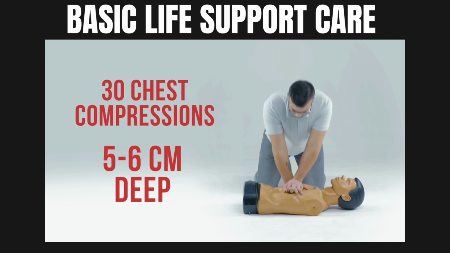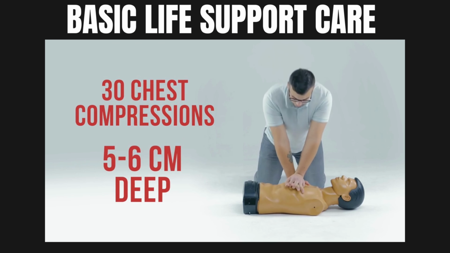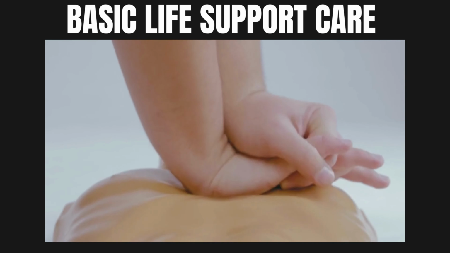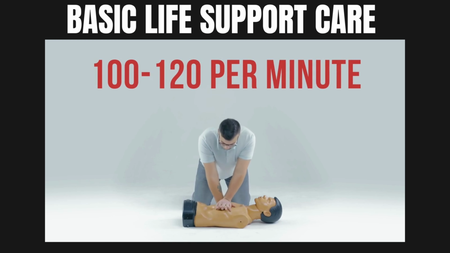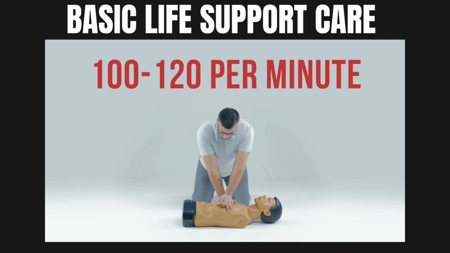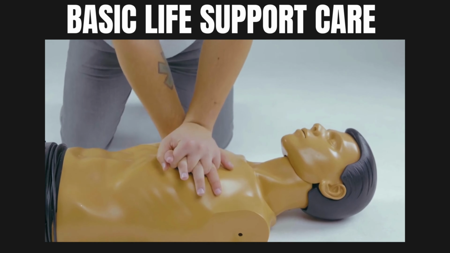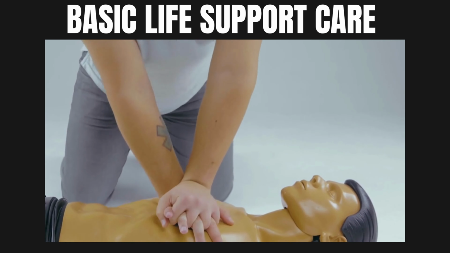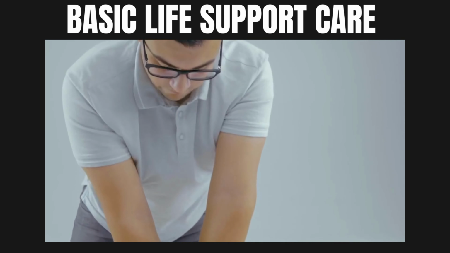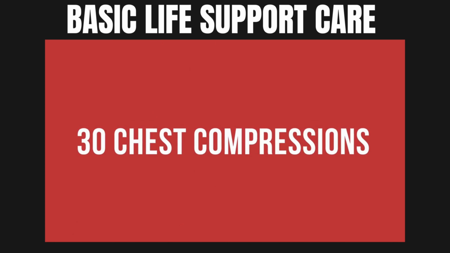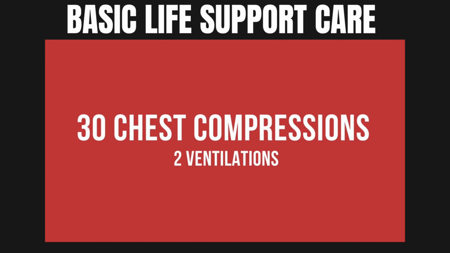Compress the chest 30 times to a depth of 5 to 6 centimeters. Then, allow for full chest recoil. Chest compressions should be steady and fast, performed at a rate of twice a second. You can even count if it helps. 30 chest compressions are followed by 2 ventilations.